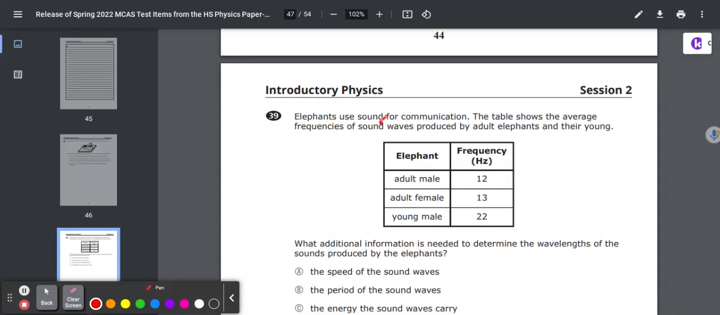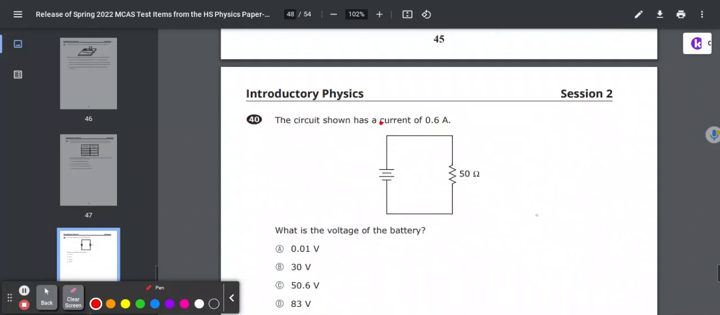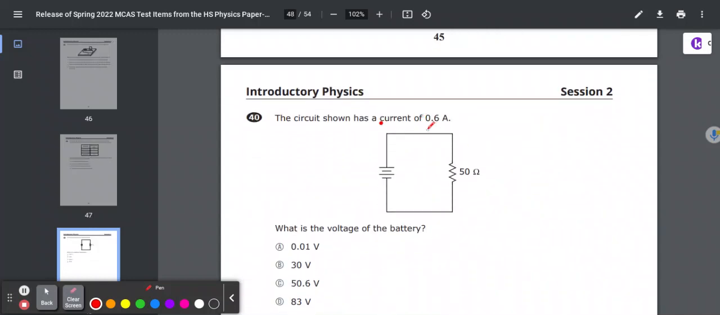39. Elephants use sound for communication. The table shows the average frequency. What additional information is needed to determine wavelength? The variable associated with frequency and wavelength is the speed. Speed is the product of wavelength and frequency. If we're given the speed of sound for these waves, we could just divide by frequency and get the wavelength. So the answer is A.